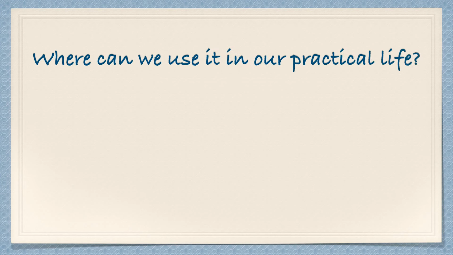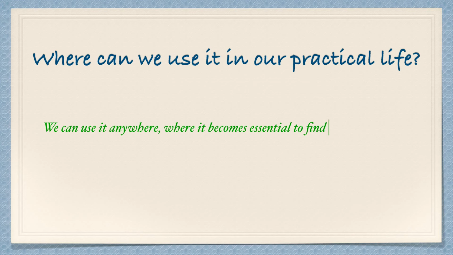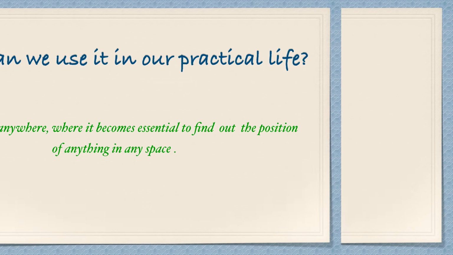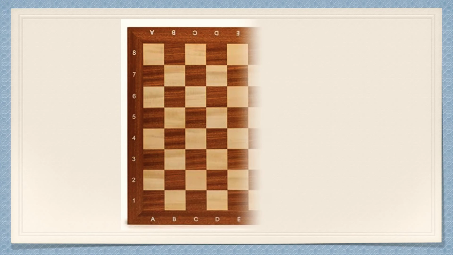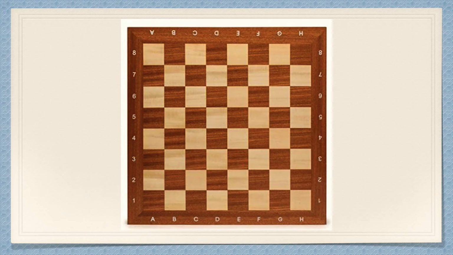Now let's come to our third question. Where can we use it in our practical life? Well, we can use it anywhere where it becomes essential to find out the position of anything in space. Let's take this example. In front of you is a chessboard, and as you can observe on the horizontal of this board, you have letters, and on the verticals you have the numbers. Now you will take any random chess pieces and put them anywhere on the chessboard. Now you try to find the coordinates of these four pieces.